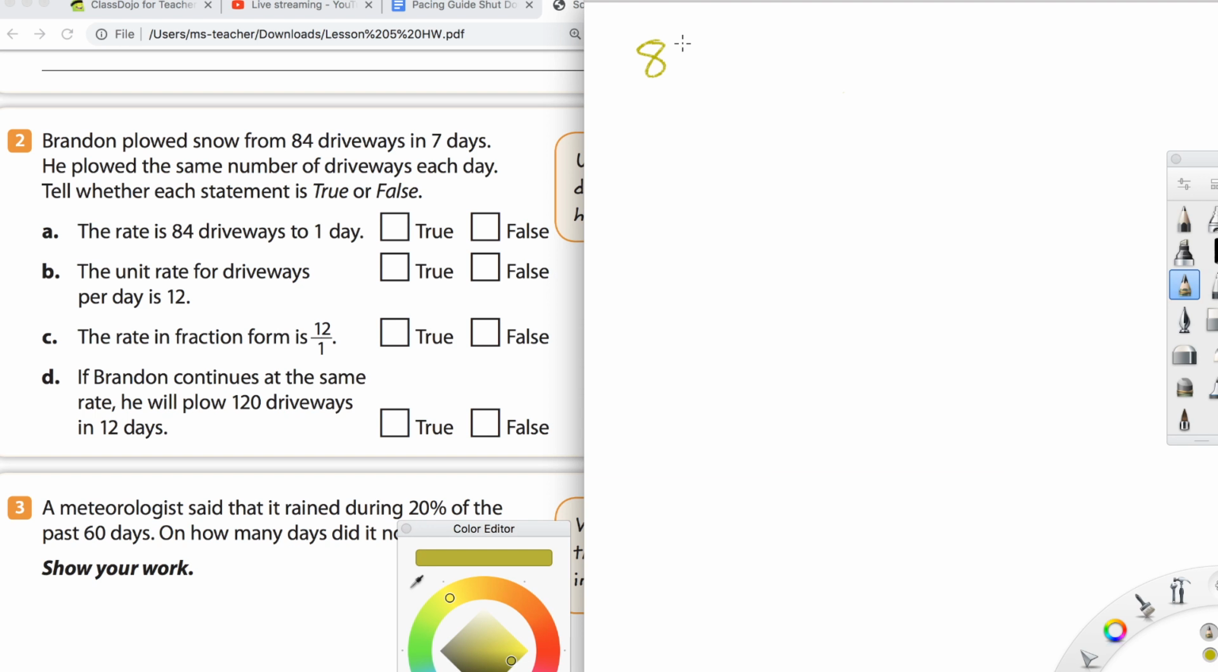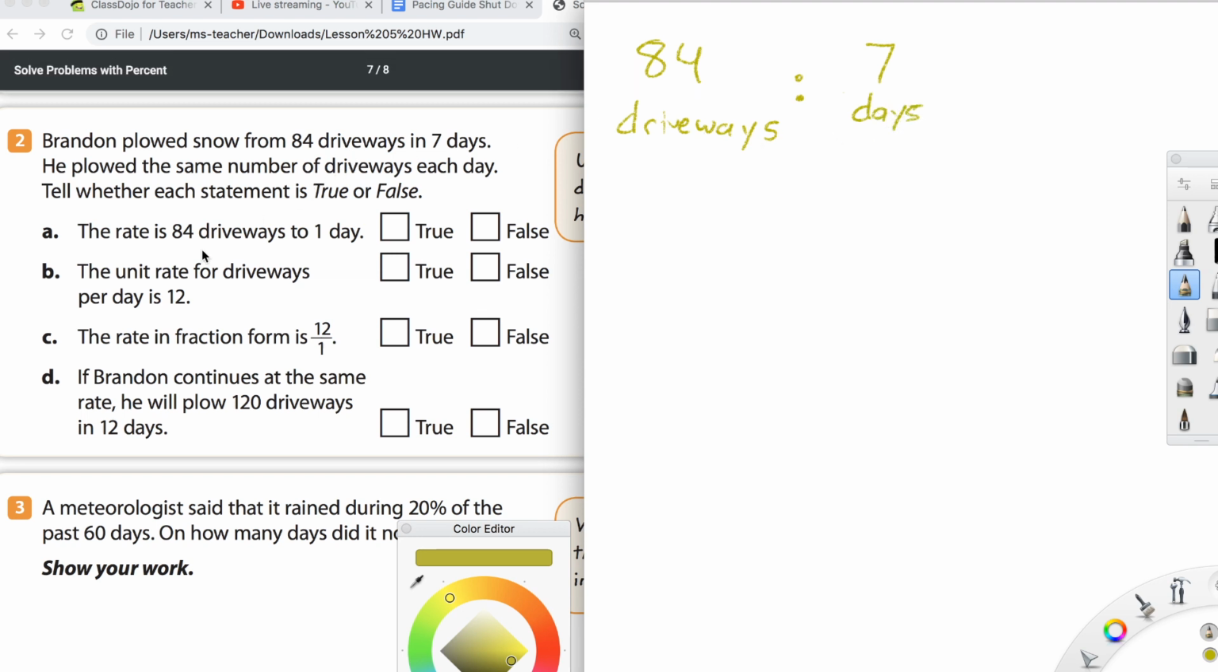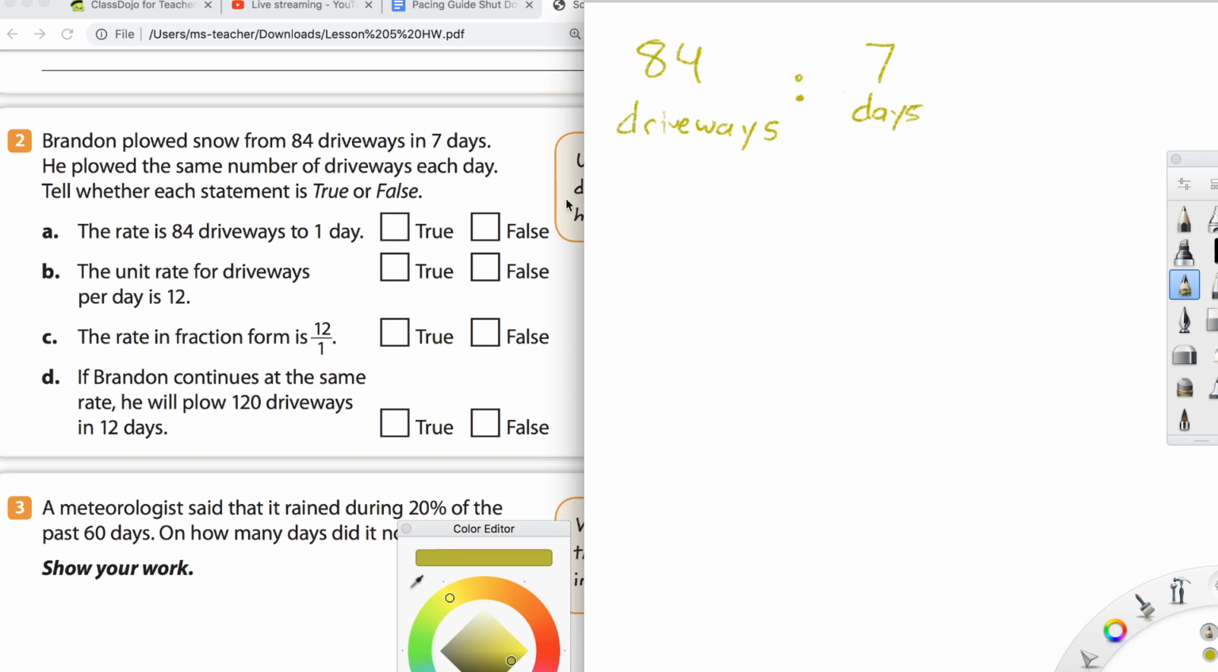All right, before we find out if each statement is true or false, let's take the ratio, write it down first. So 84 driveways to 7 days. Let's look at it. It says the rate is 84 driveways to 1 day, 84 driveways to 7 days. No, that wouldn't be true. The unit rate for driveways per day is 12.